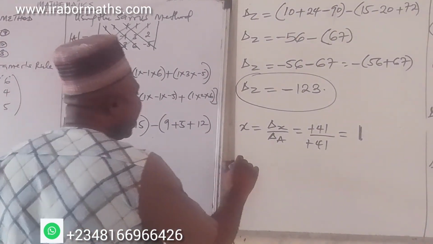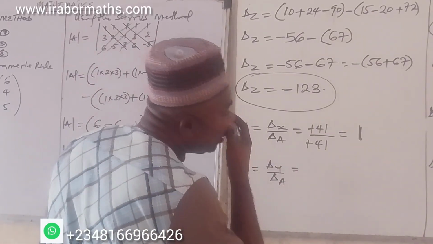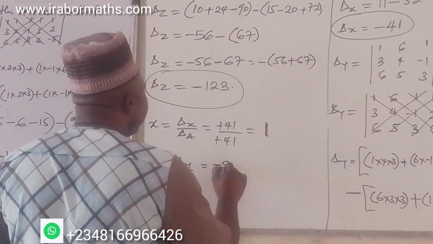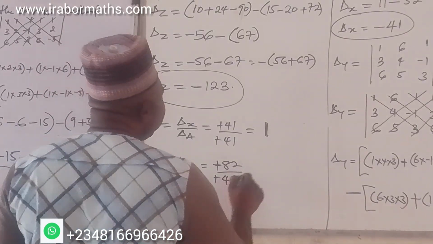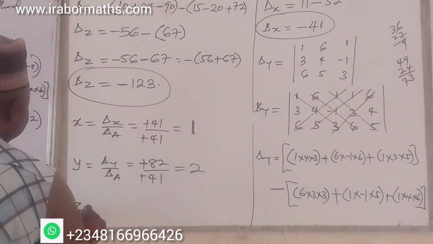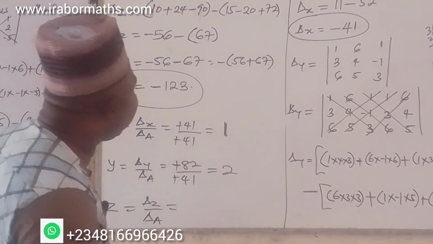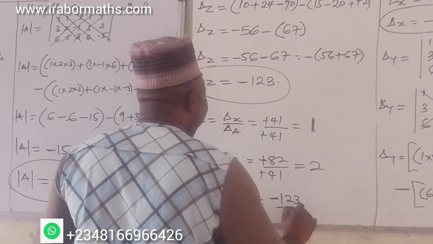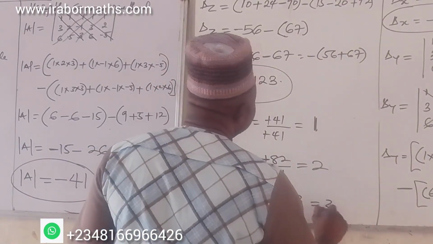Now let's see the value of Y. That will be the determinant of Y all over the overall determinant. The determinant of Y we actually got minus 82, so minus 82 all over minus 41. Minus minus is plus, so 82 divided by 41 is equal to 2. Now let's see the value of Z. Z is the determinant of Z all over the overall determinant. The determinant of Z gave us minus 123, so minus 123 all over minus 41. Minus minus is plus, and that will give us 3.